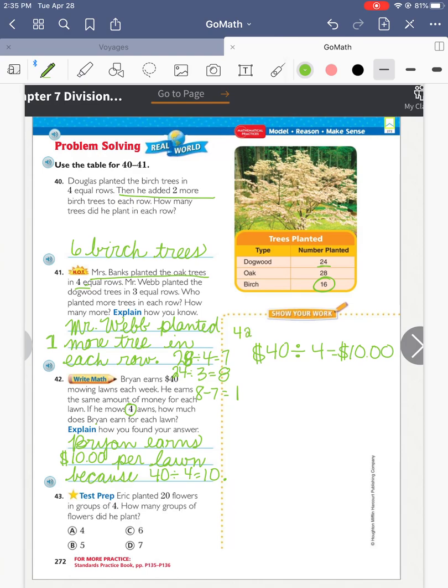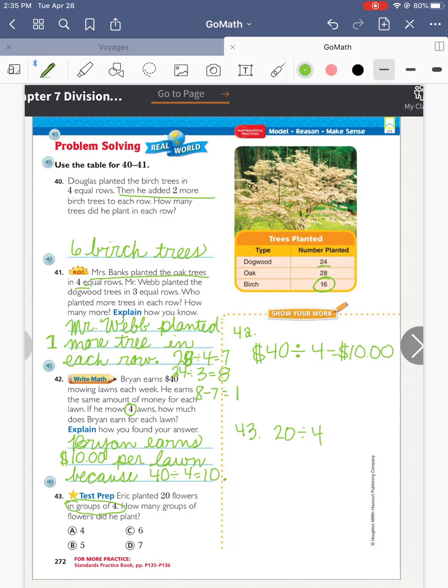Then for number 43, it says, Eric planted 20 flowers in groups of 4. How many groups of flowers did he plant? So take the total, so 20 total flowers, and then we split it into groups of 4. So when it says in groups of 4, that tells you it's a division problem. So when we get to pages when there's multiplication and division and all of the different ways to put numbers together or take them apart, if you hear that, that's your magic word for a division problem.